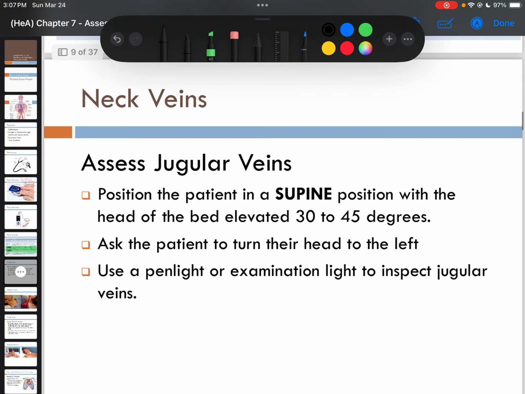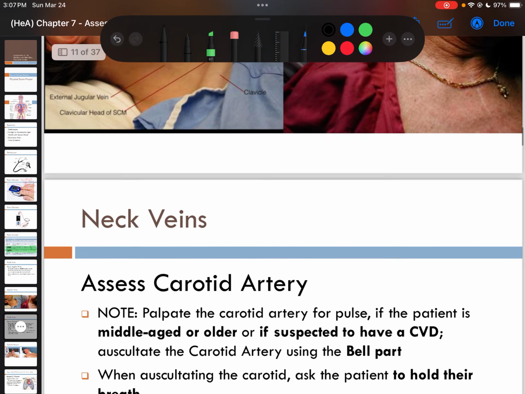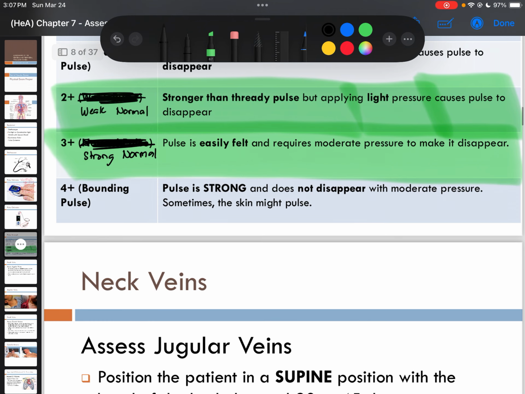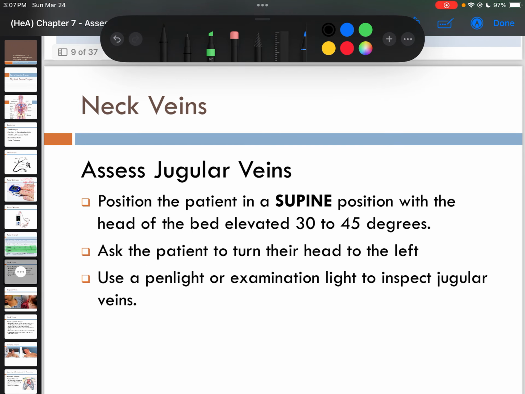So first, when it comes to our assessment, we will assess our neck veins. First we will assess the jugular vein. Being a vein, it carries deoxygenated blood. The jugular veins are found at our neck. What we do, class, is we position the patient in a supine position, flat on bed, with the head of the bed elevated 30 to 45 degrees.